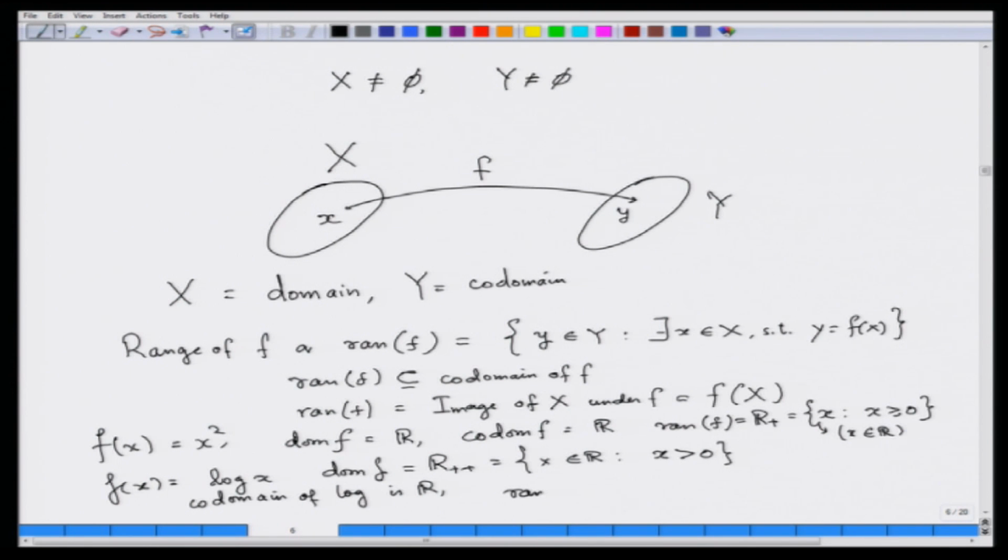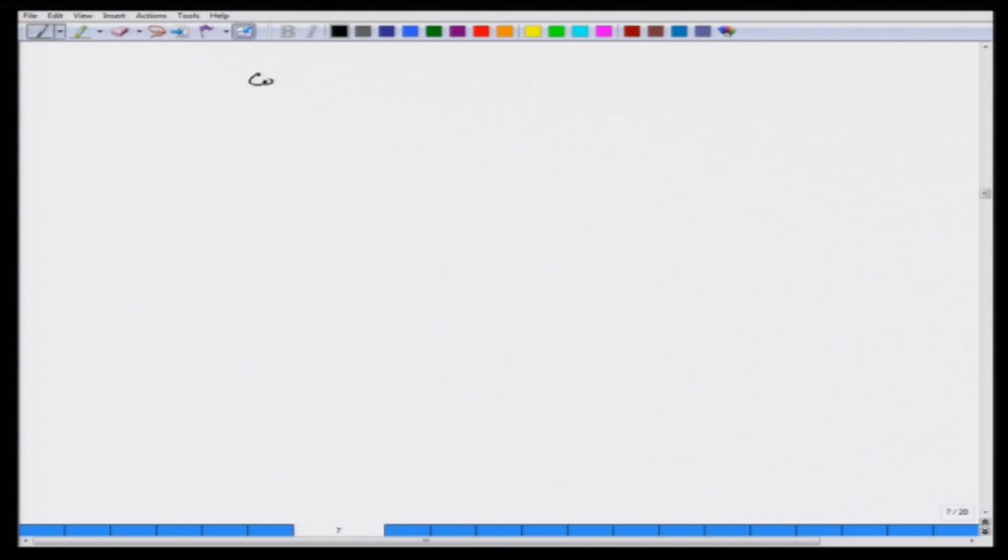So, what is the range of the log function? The range of the log function is also R. So, the codomain has now become equal to the range. When the codomain of f becomes equal to the range of f, we say that the function is onto or surjective.